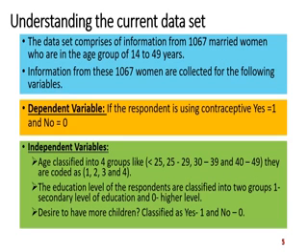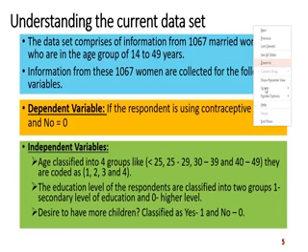Now, understanding the current data set. The data set comprises information from 1067 married women who are in the age group of 14 to 49 years. The information of those 1067 women is collected on the following variables. So this is a data set on which we will feed the logistic regression equation, and then we will find out how to analyze and interpret the result. So there are 1067 women in my data set, and all of their ages are from 14 to 49 years.